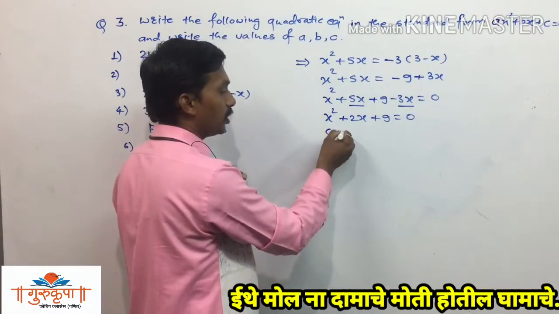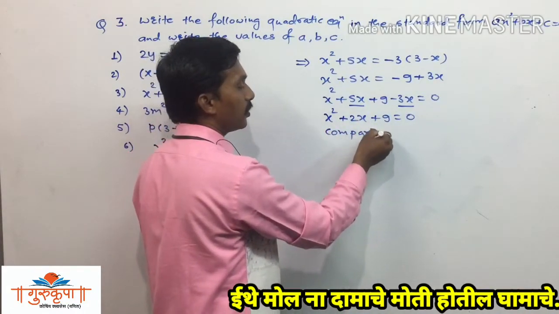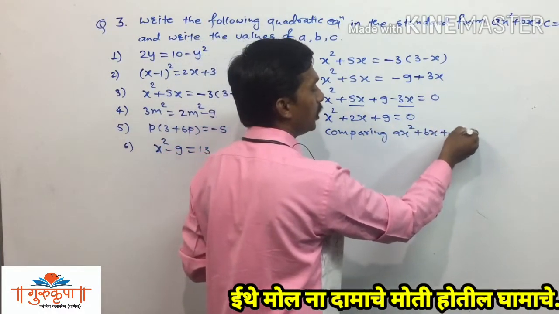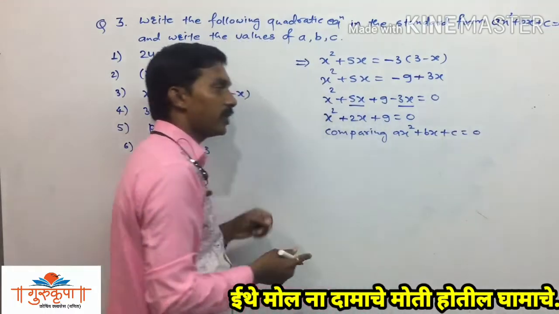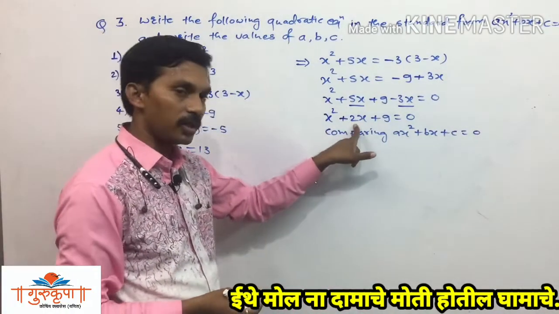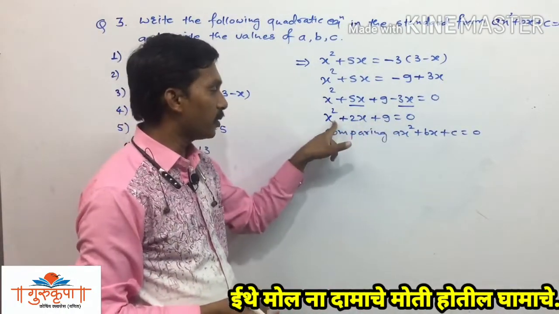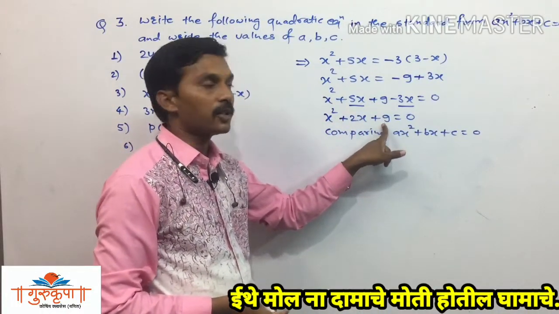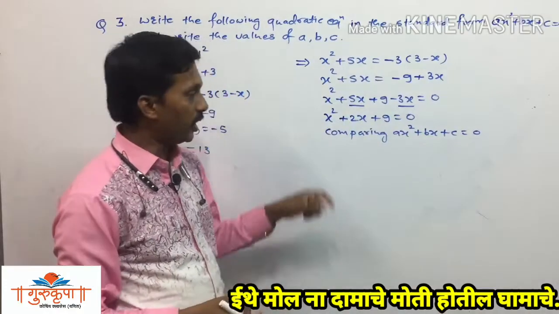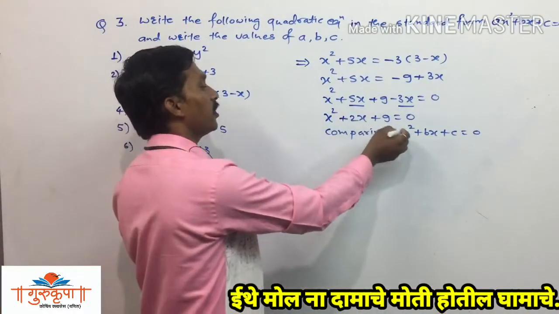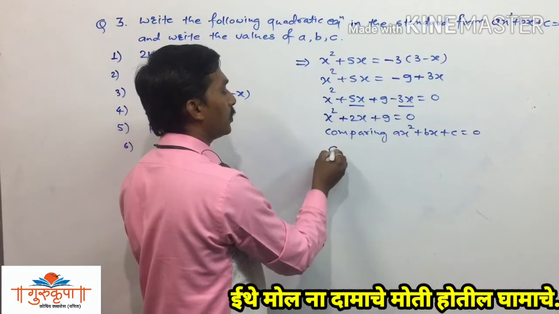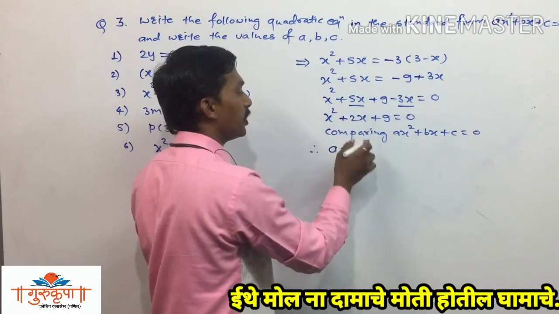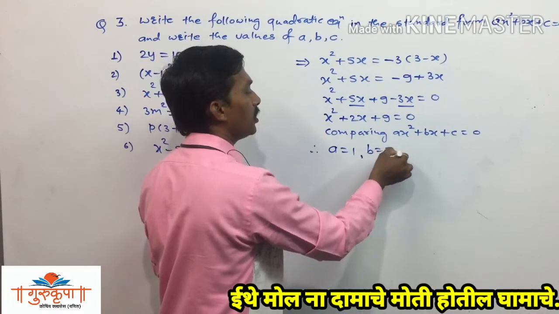And comparing with ax square plus bx plus c, before comparison the equation should be in the standard form. That is a very important thing. The given equation should be in the standard form. We have the quadratic term first, then the linear term, and then the constant term, and equal to 0. Now comparing this equation with the standard form, we have a is equal to 1, b is equal to 2, that is positive 2, and c is equal to 9.